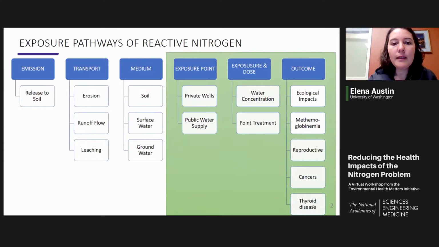So to frame the discussion of health impacts, I wanted to present here an exposure pathway from the emission or the release of nitrogen to the soil to our outcomes and human health endpoints. And what we're really going to be focusing on in this short summary are the exposure points for nitrogen, the exposure and dose of nitrogen, and then I'll provide a short review again of some of the health outcomes we've discussed. And throughout this, highlight some of our knowledge gaps, both in terms of potential disparities in exposure and outcome, but also just in terms of the water concentrations that are contributing to these.